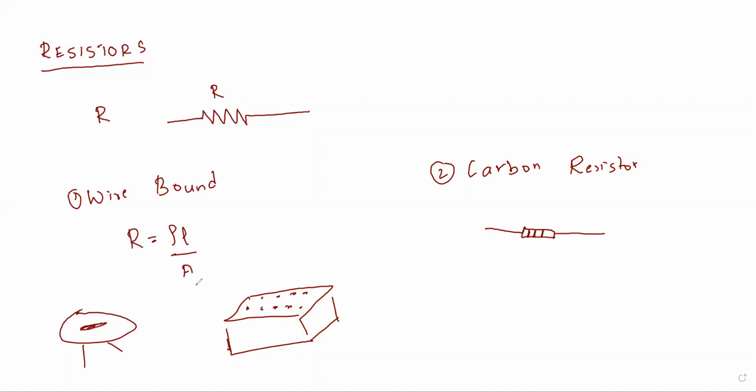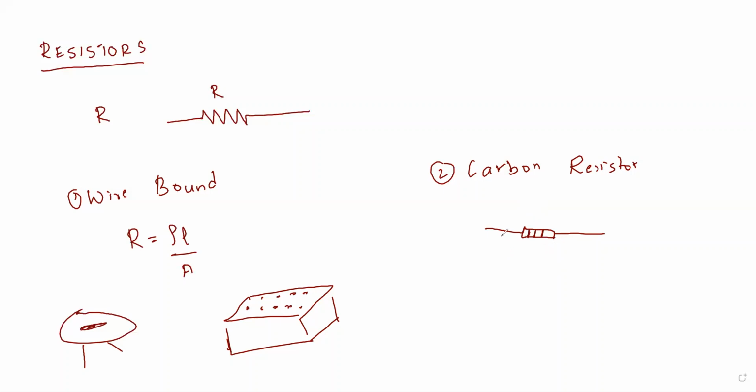Whereas in the wire bound resistor, the value will be written, like 10, 20, 30, 40 ohms. So it is very easy to understand the value of the wire bound resistor because it is written. Whereas in this, there will be color bands, and you have to understand the color bands to get the value of the resistor.